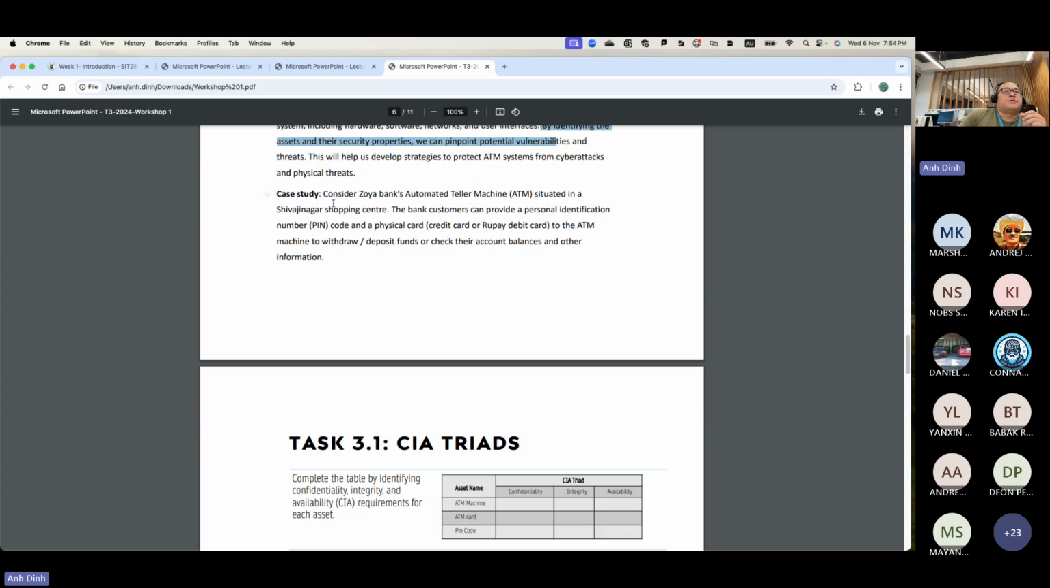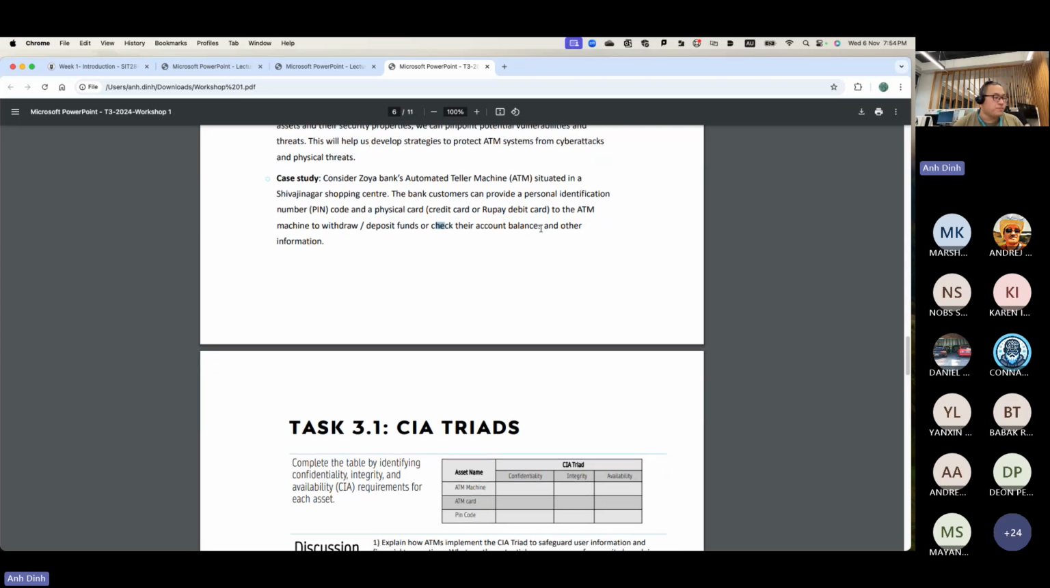Okay, so consider a Zoya Bank's automated teller machine. I'm not sure whether this bank actually exists, but let's assume that it does. And there's a machine in a shopping center. Not sure whether this shopping center exists either, but let's assume that it does. And the bank customer can provide a PIN and a physical card to the ATM to withdraw and deposit funds or check the account balance and other information. Okay, so this is a setting. This is a scenario that you have to work with.